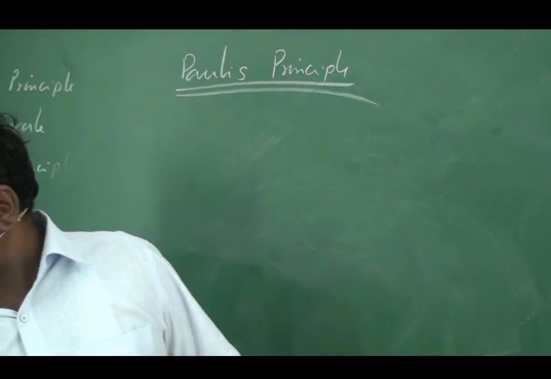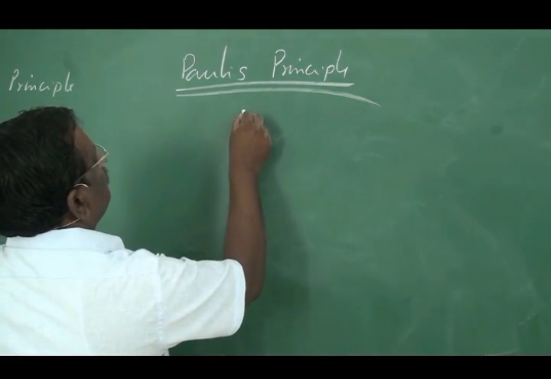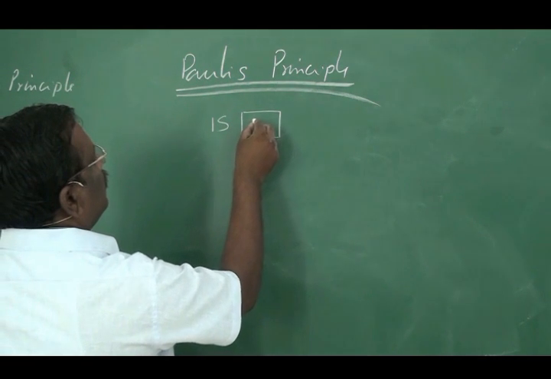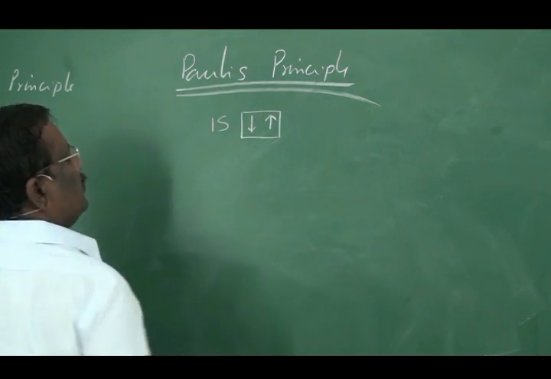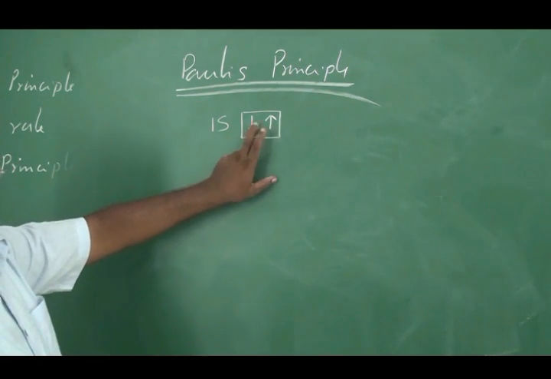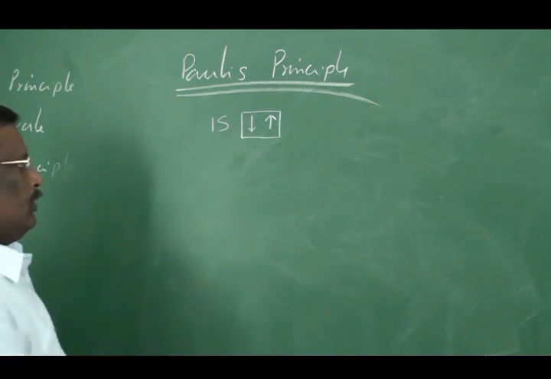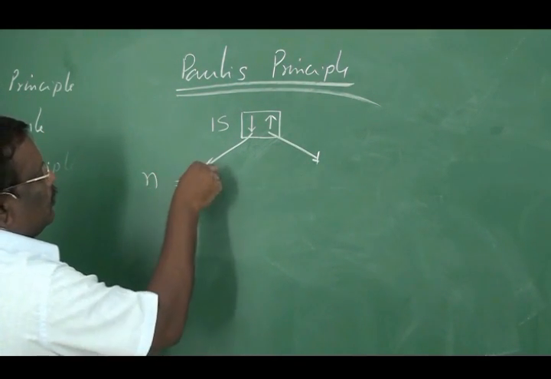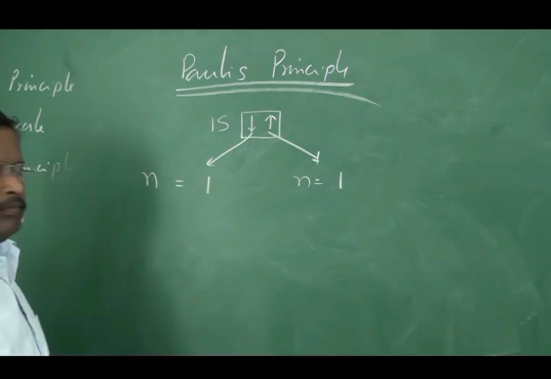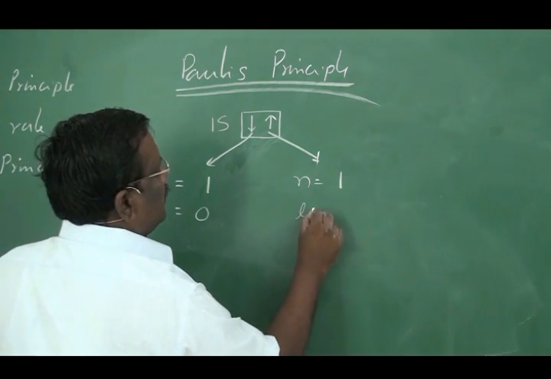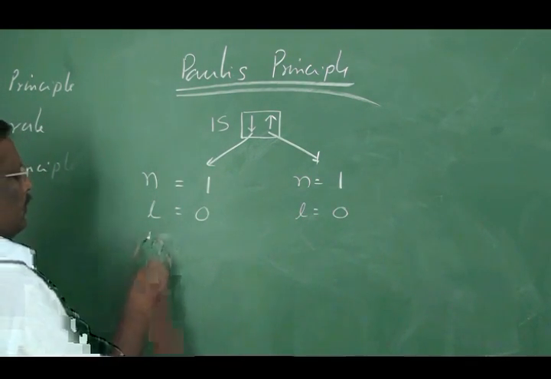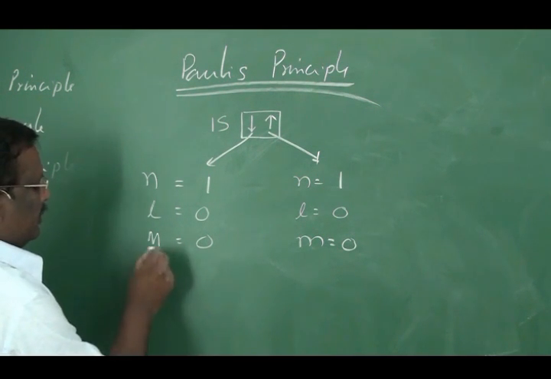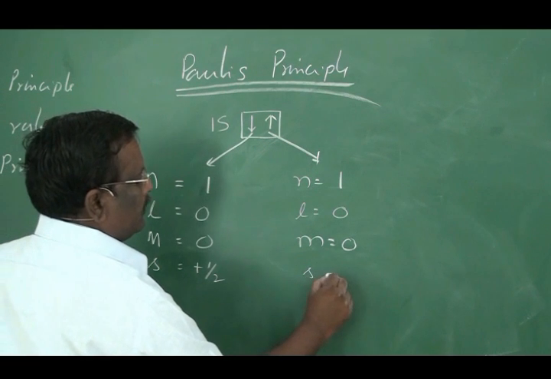Let us see how it is possible. This is the 1s orbital. In the 1s orbital, 2 electrons can be filled. Now let us write all the possible values for these 2 electrons. N value: n is equal to 1 for this electron, and for this also n is equal to 1. l is equal to 0 for this electron, and for this electron l is equal to 0. The m value for this electron is 0, and for this also 0. For spin value, s is equal to plus half. Automatically for this it is minus half.